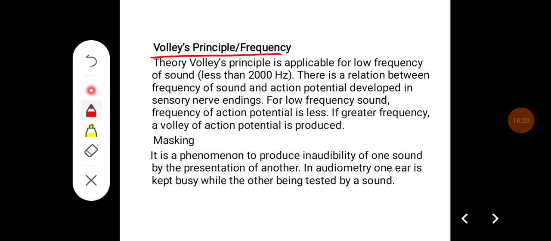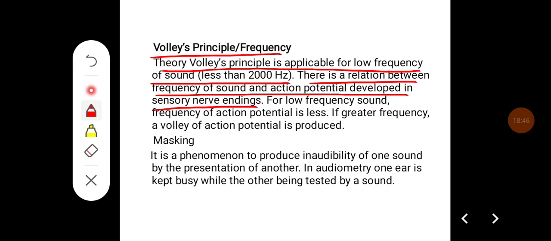Wever's principle theory. The theory of Wever's principle is applicable for low frequency sound waves, which are having less than 2000 hertz. There is a relation between frequency of sound and action potential developed in the sensory nerve endings. For low frequency sound, the frequency of action potential is less, and if the frequency is greater, a volley of action potentials is produced, that is, more number of action potentials are produced.